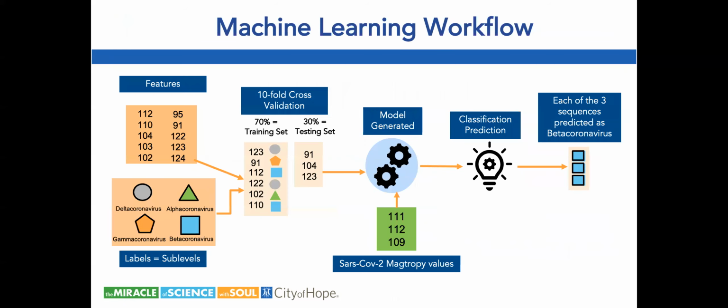And so here's a quick machine learning workflow of how we've done this. For example, we've just taken one specific taxonomic level, the genus, which has 4 different sublevels. It has Deltacoronavirus, Alpha, Gamma, and Beta. And I'll discuss the features we used in the next slide. But we essentially use a 10-fold cross-validation approach. We generate several classification models to assess performance.